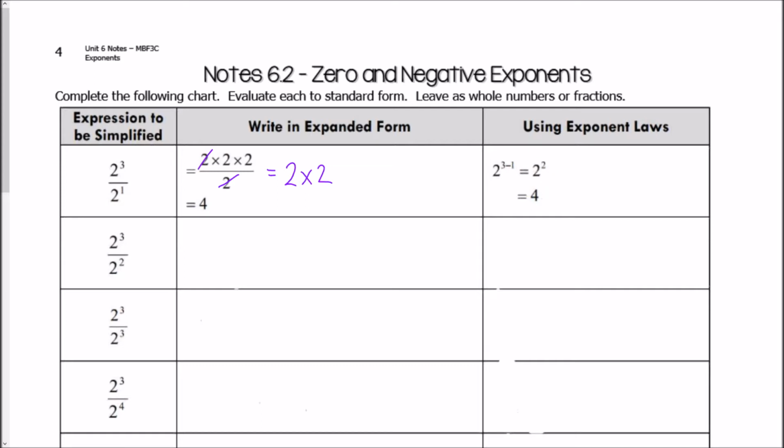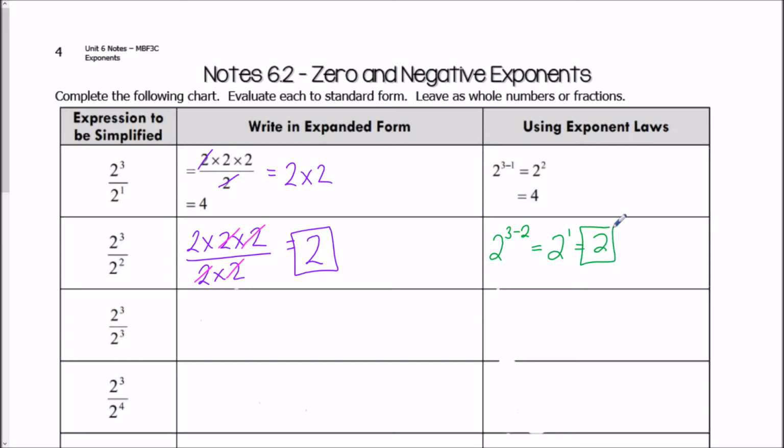All right, so let's take a look at the next one. It's 2 to the power of 3, which means 2 times 2 times 2, and this time it's over 2 to the power of 2. So I've got 2 times 2. This time, 2 sets of 2's cancel out, so we're left over with 2 to the power of 1, or just 2. Now, using exponent rules, it would be 2 to the power of 3, and then I just subtract my exponents, so 3 minus 2 is 1, so it's 2 to the power of 1, which is simply 2.